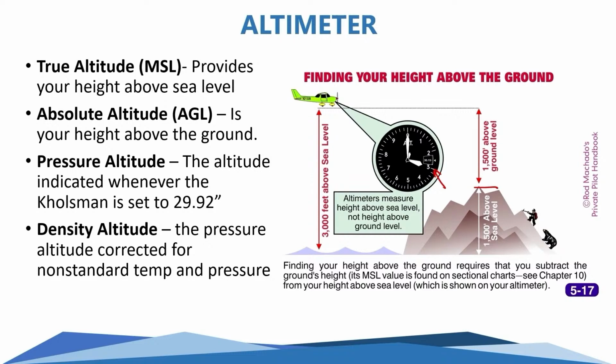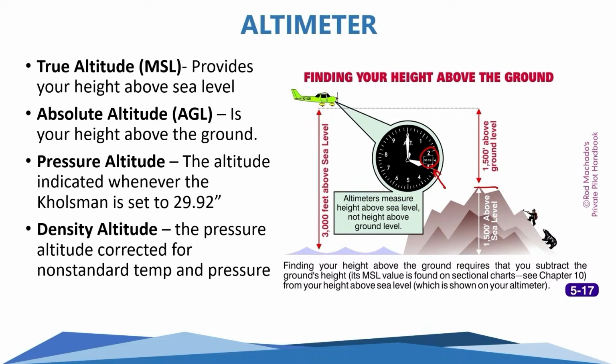The next one is your pressure altitude. So this is the altitude whenever you set the Kollsman window to 29.92 inches of mercury. The Kollsman window is just this little tiny window in here. So you can see here in this example, this pilot has set it to a local altimeter setting of 30.15. If I were to manually adjust this and put in 29.92, whatever is indicated on the face of the altimeter would be my pressure altitude. Okay, it would be my pressure altitude.